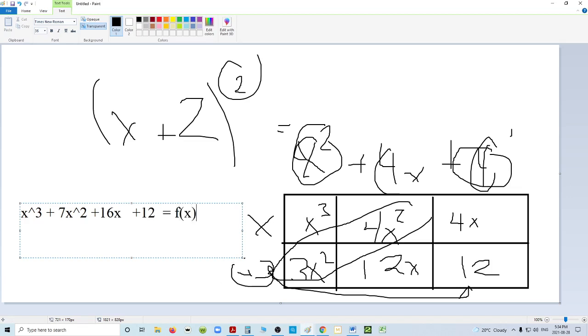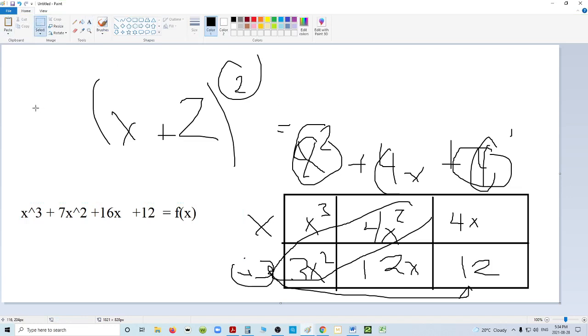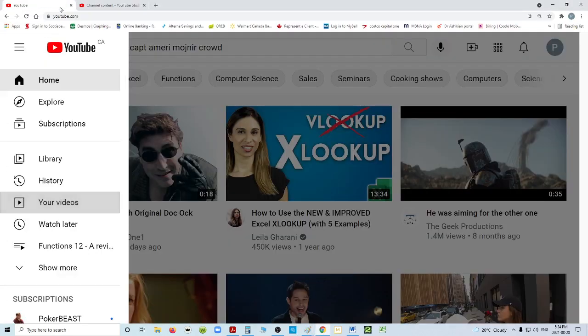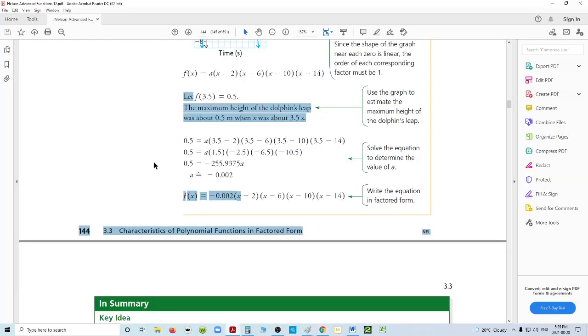This box system allows me to multiply these very quickly. Now there's another system where you put them underneath each other, and that works as well, but I really like this box system. Your teacher will teach you as you do it, like multiplication and long division. All right, so let's keep going.